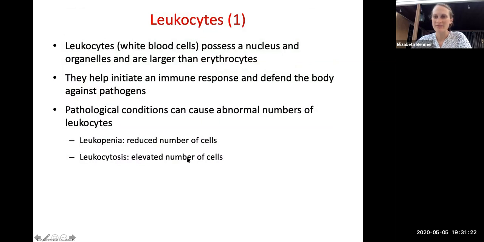We'll briefly finish the lecture talking about how leukocytes and platelets form. Leukocytes are your white blood cells. They possess a nucleus and organelles. They're larger than your red blood cells. These are the ones, remember, that help initiate an immune response to defend the body against pathogens. There are some pathological conditions that can cause abnormal numbers of leukocytes. Leukopenia is a reduced number of cells, and leukocytosis is an elevated number of cells.